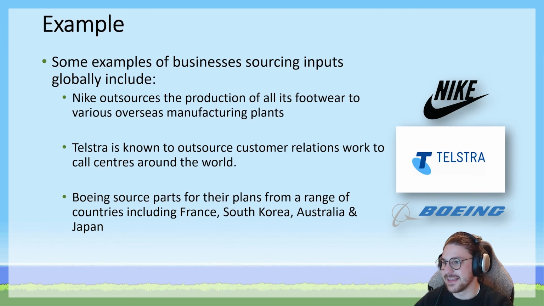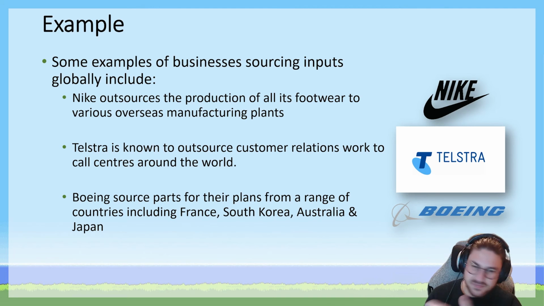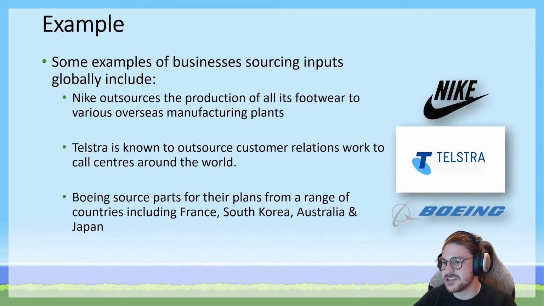Some examples of businesses, and not necessarily Australian businesses, that take advantage of sourcing their inputs from overseas. Nike doesn't necessarily have domestic production as part of their operations. They produce all the different elements of their footwear in various plants around the world, whether it's the soles and the beds of the shoes, the leather cuts, the shoelaces, or even the shoe boxes themselves. They're produced wherever is most cost effective for Nike and then assembled at different places around the planet for distribution globally.